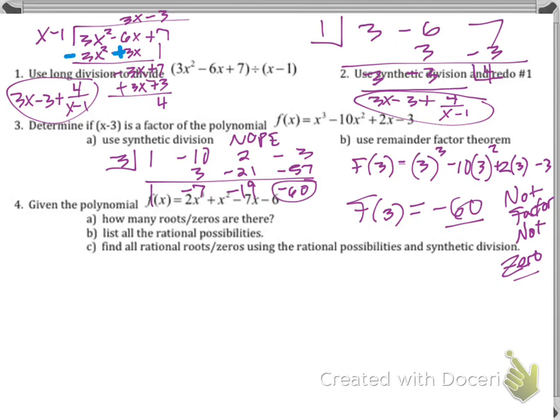And the last one here, it says how many root zeros are there. I'm going to leave that one for you guys and do the rational root theorem. And then you'll have a quiz that might have that included. But I just want to see where you're at with that. And then I'll check in with you guys tomorrow.